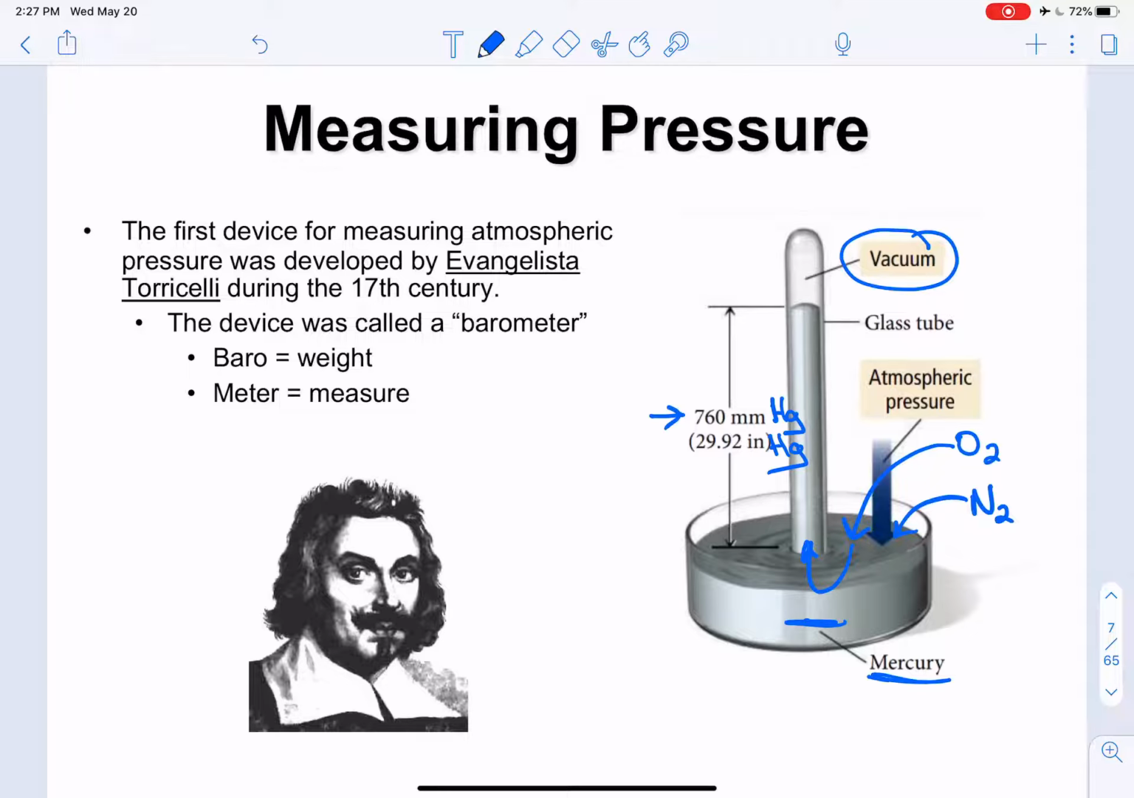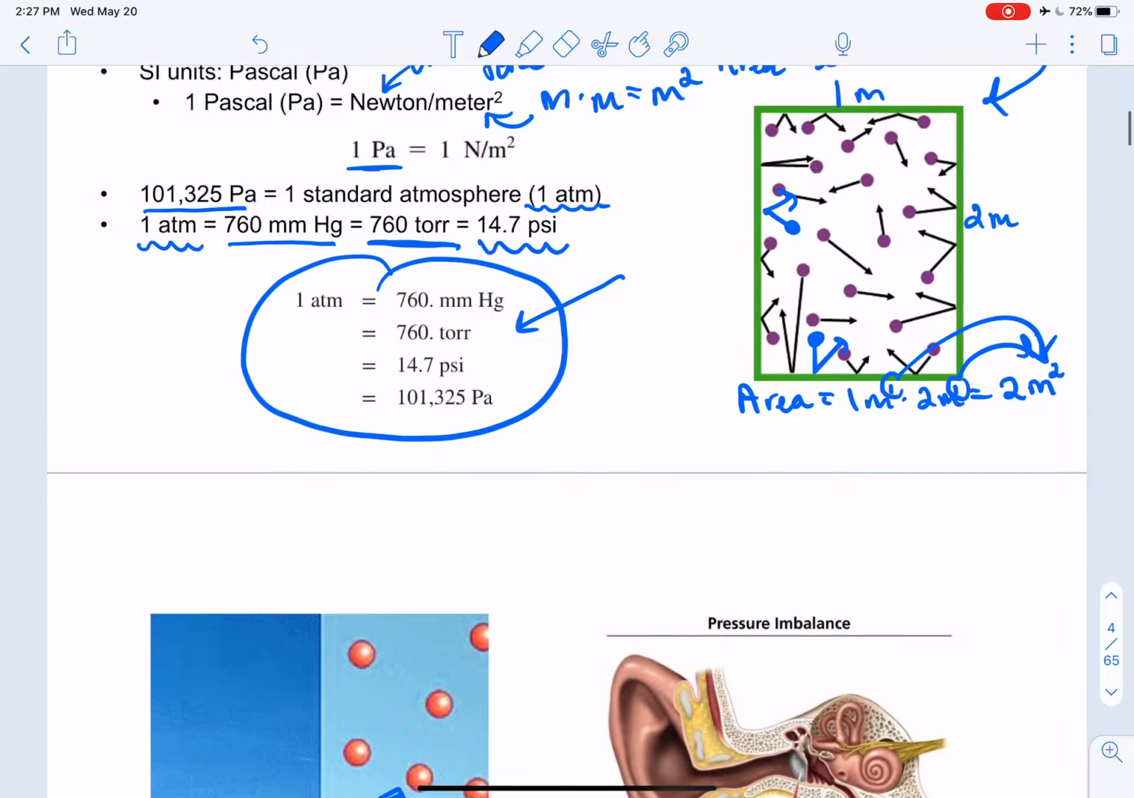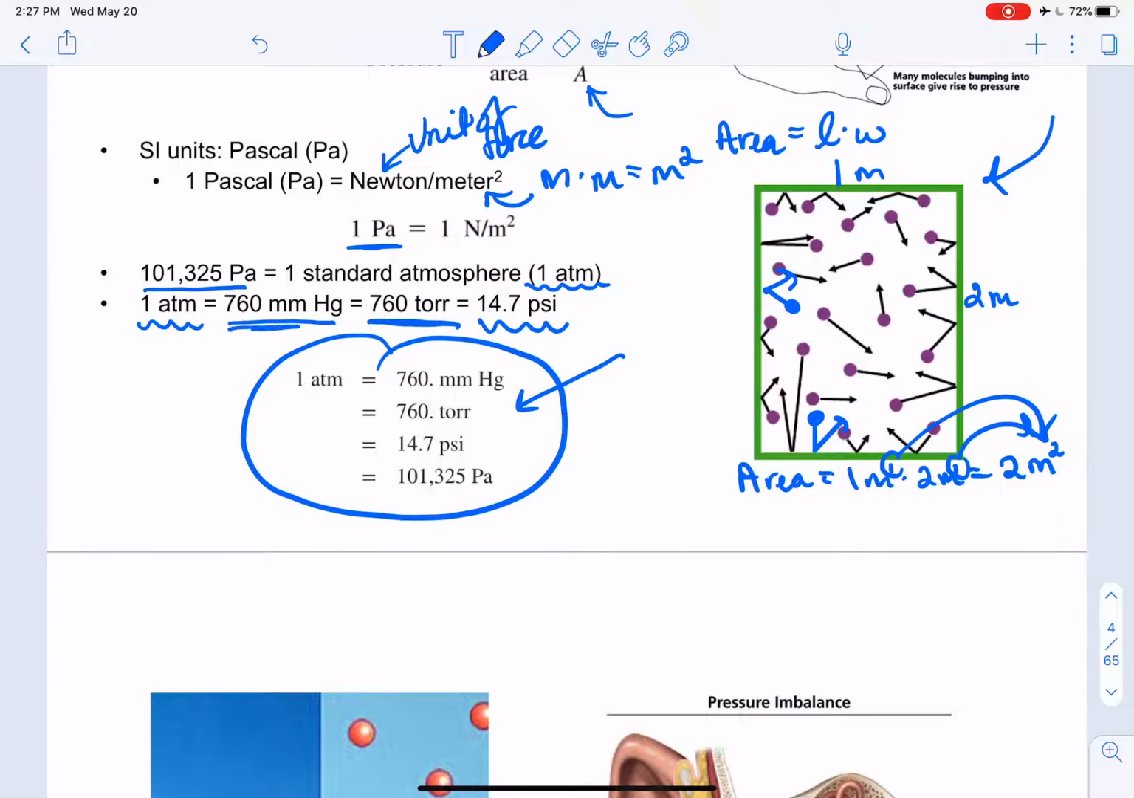what it looked like. Also, I promised that I'd talk about millimeters of mercury and torr and why they are the same thing. So back here, that's where I said that we have 760 millimeters of mercury, which is exactly the same as 760 torr, which is 1 atm.